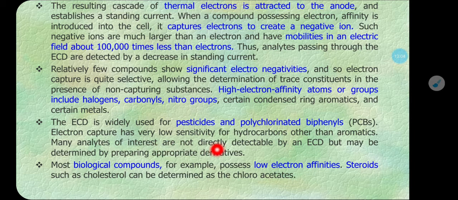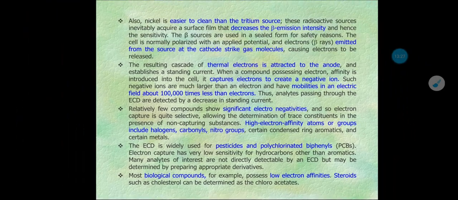Many analytes of interest are not directly detectable by ECD, but they may be determined by preparing an appropriate derivative. Most biological compounds, for example steroids and cholesterol, possess low electron affinity, but they can be determined by preparing a chloroacetate derivative.